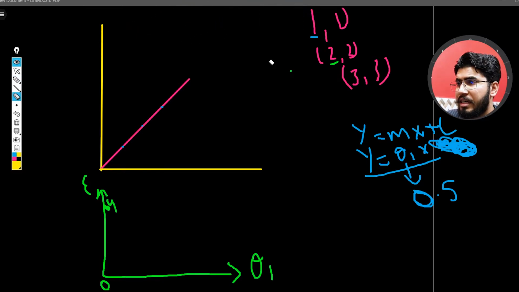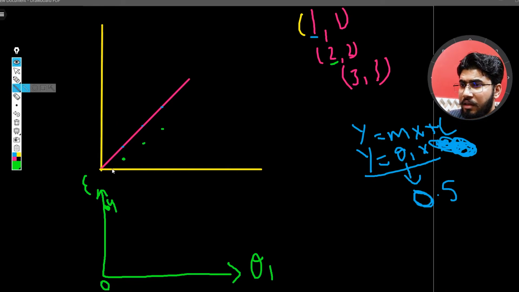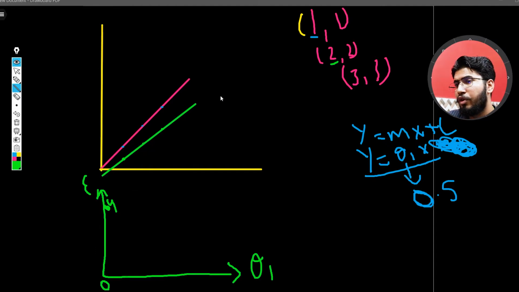Okay, so our predicted points will be, for 1, our predicted point will be 0.5, so let's take this as our predicted point. And for 2, our predicted point will be 1, so this is going to be 1. And for the third point, that is 3, our predicted point is going to be 1.5, like this. So our new line is going to be somewhere here like this.